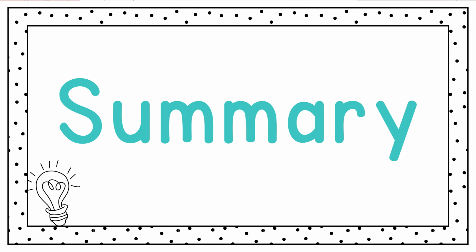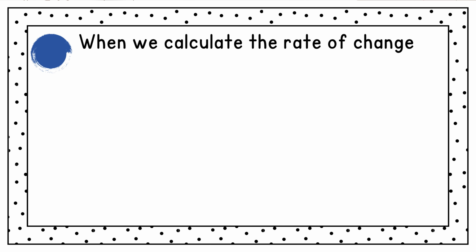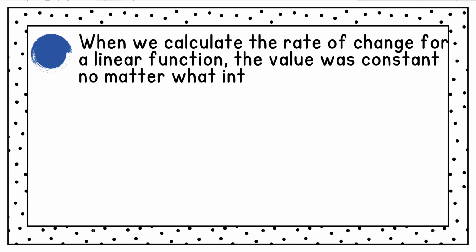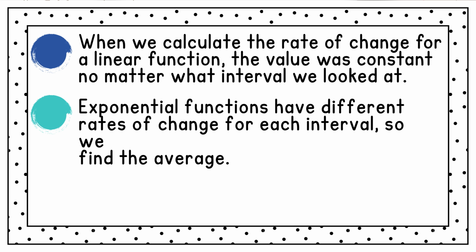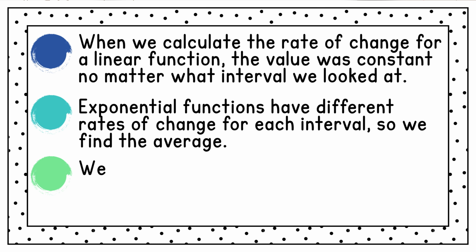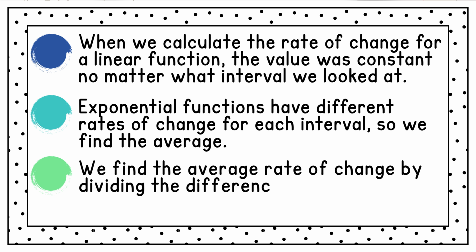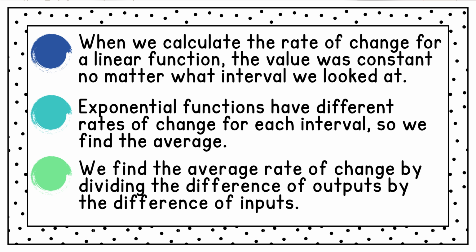Now let's recap what we've learned. When we calculate the rate of change for a linear function, the value is constant no matter what interval we looked at. But exponential functions have different rates of change for each interval, so we find the average. We find the average rate of change by dividing the difference of outputs by the difference of inputs.